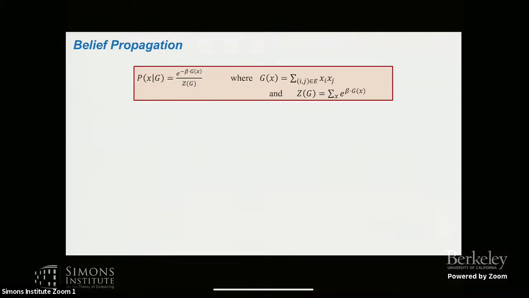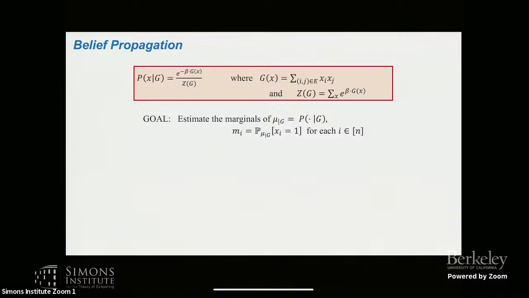Well, you have this distribution, the posterior distribution. Just to remind you, it's e to the minus beta g of x, where g of x is this quadratic. And our goal is to compute the, let's say, the marginals of each variable. For each vertex i, you want to know what's the probability that xi is 1.